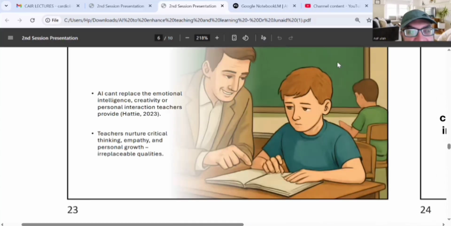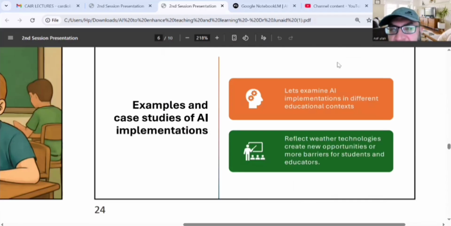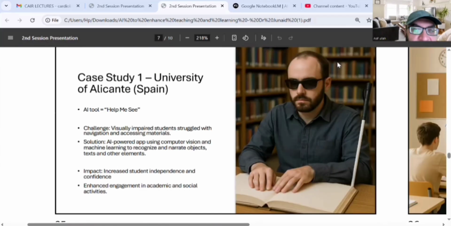AI can't replace the emotional intelligence, creativity, or personal interaction that teachers provide. Teachers nurture critical thinking, empathy, and personal growth, which are irreplaceable qualities. Let's examine AI implementation in different educational contexts and reflect on whether technologies create new opportunities or more barriers for students and educators. Case study 1 in Spain.